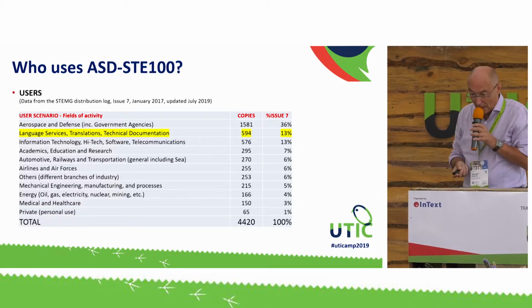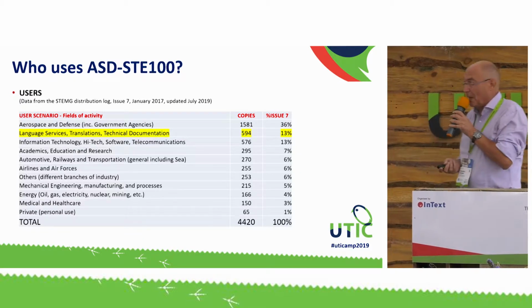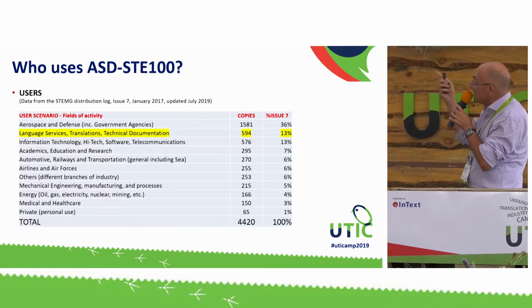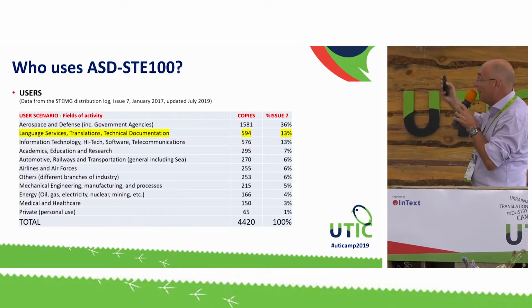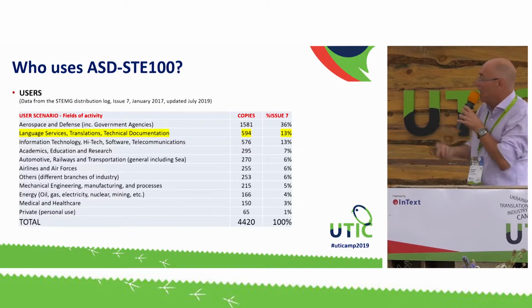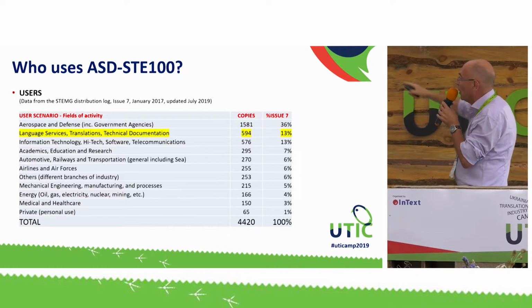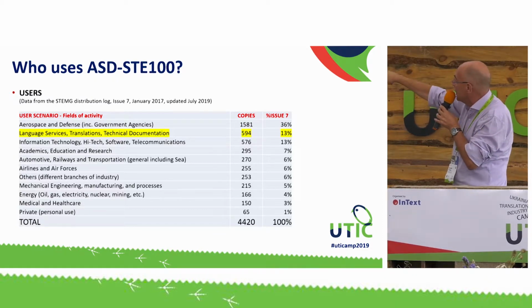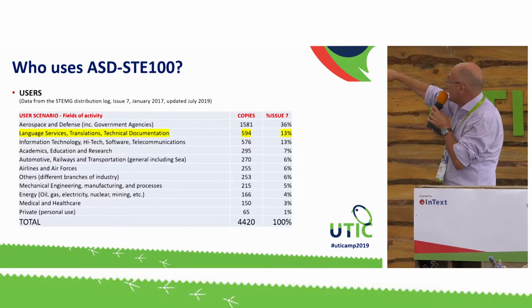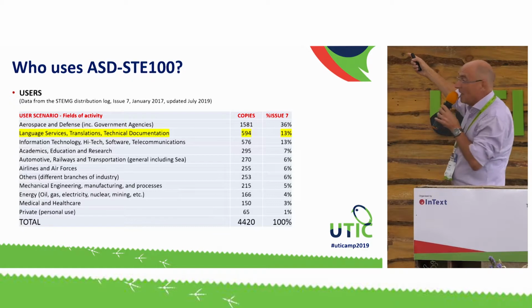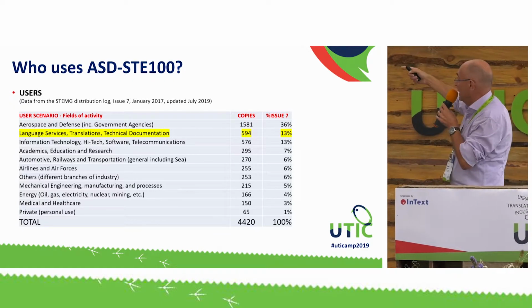And this is the scenario by fields of activity. So you can see that aerospace and defense is 36% plus airlines and air forces down there, which is 6, is 42. So that means 58% outside at the moment.